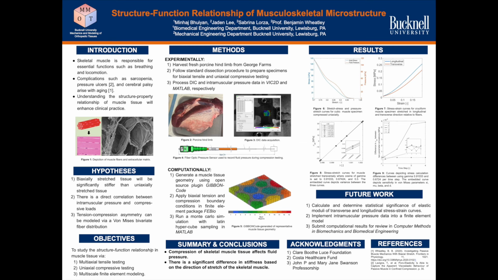In conclusion, fiber orientation is crucial to muscle stiffness and can help advance our understanding of muscle force transmission. Future work will focus on collecting more multiaxial data to better validate and improve finite element models of musculoskeletal microstructure.